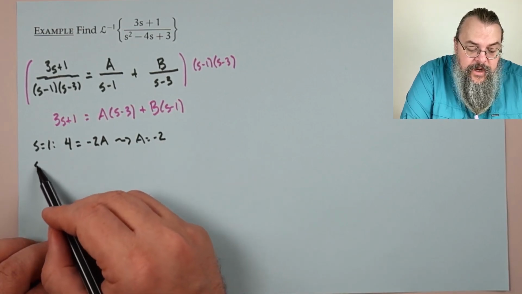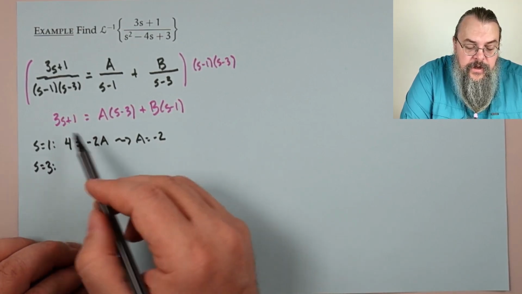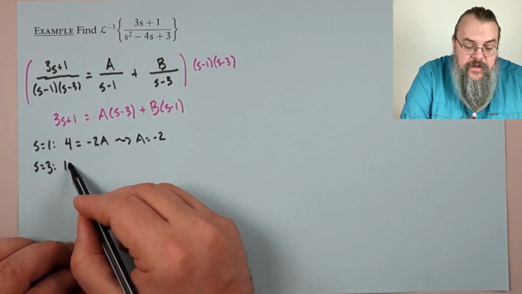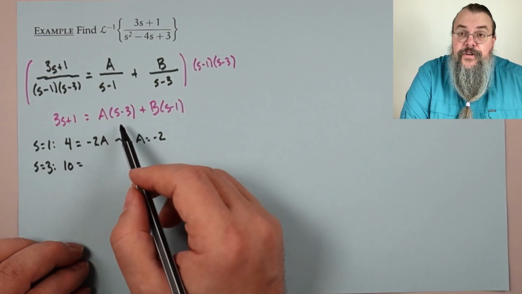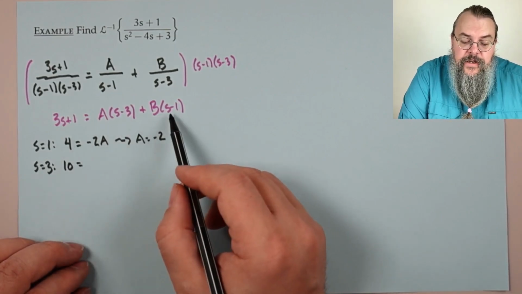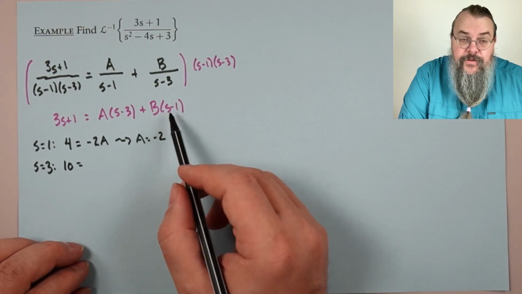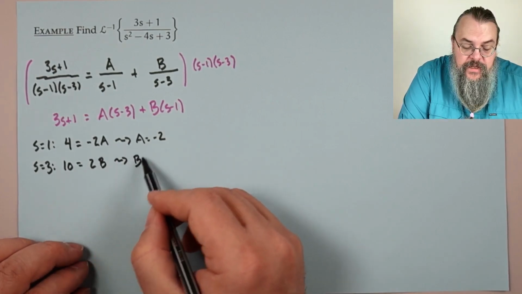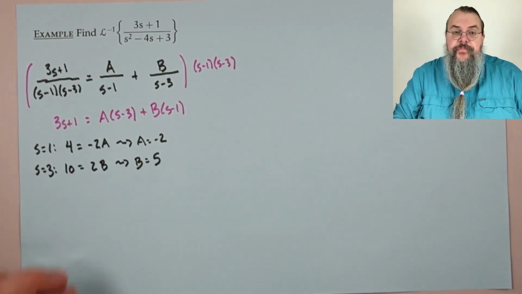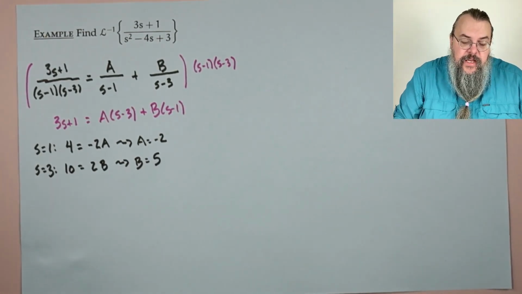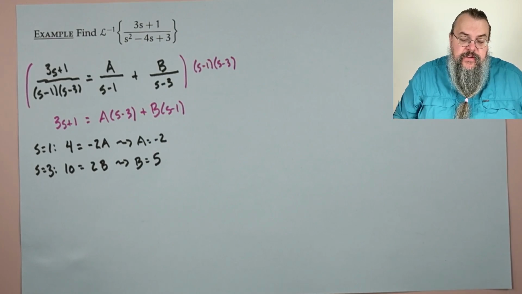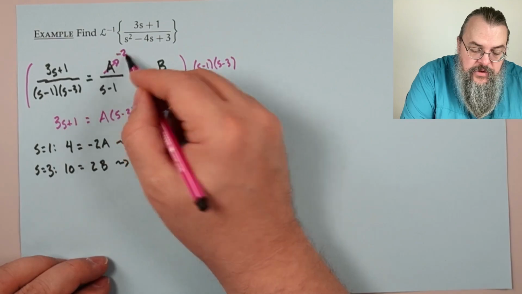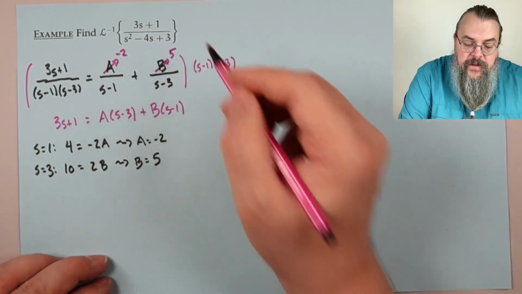All right, how about 3? 3 times 3 plus 1, that's 9 plus 1. That's also known as 10. A times 0 is 0. B times 2, right? 3 minus 1 is 2. It's 2B. And so B is 5. So that says, hey, we can actually rewrite this expression, where you make A negative 2 and you make B 5.